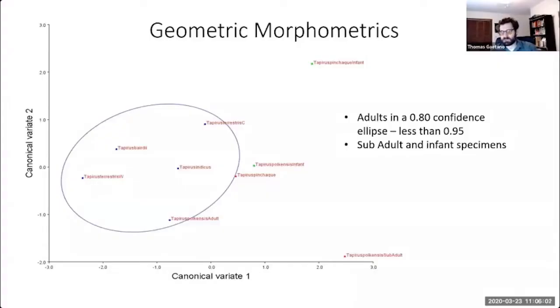And the only promising element that came out of the geometric morphometrics was the canonical variance, which tested for ontogenetic variation. And the adults do plot together, but only within a 0.8 confidence ellipse, which is something that I really don't want to claim as being super statistically significant, especially when the polkensis infant, again, is plotting closer to the Pinchaquai subadult than it is to the Pinchaquai infant.